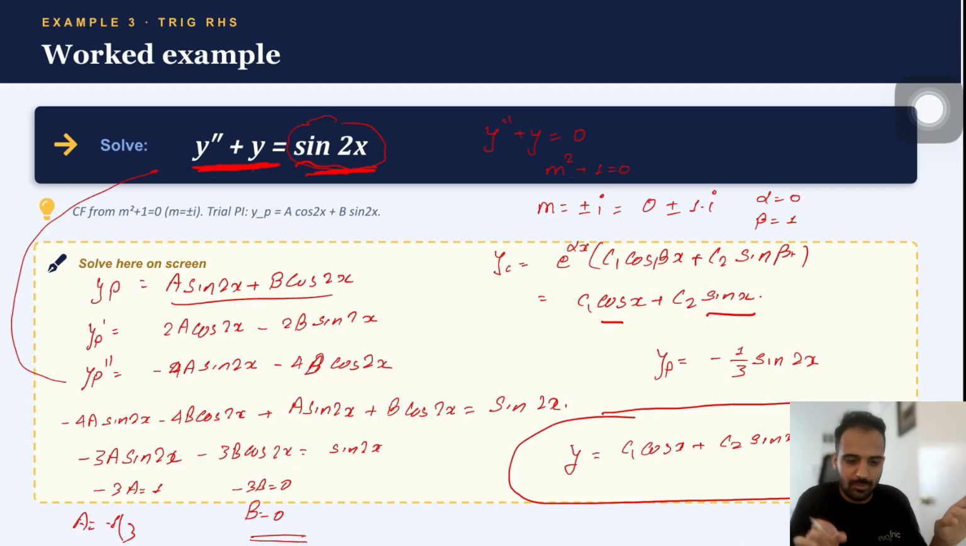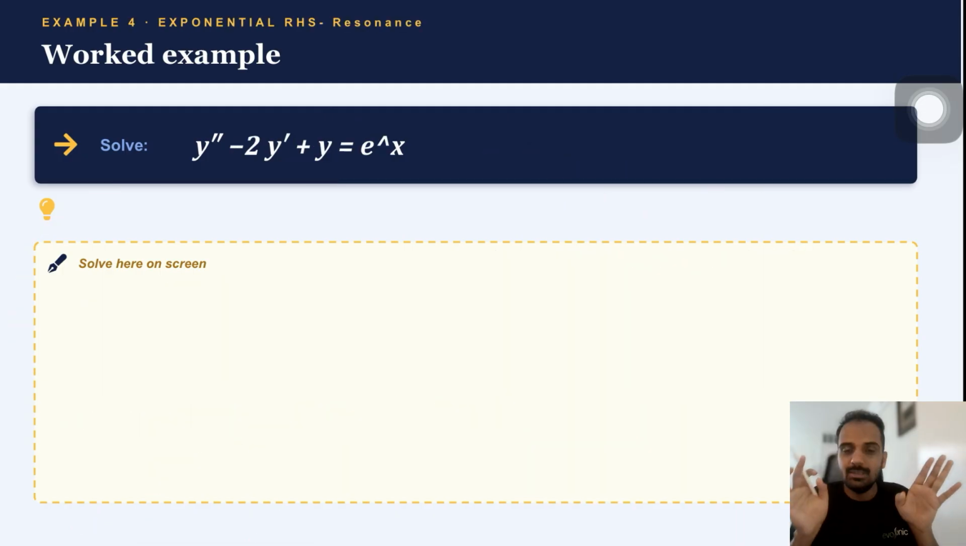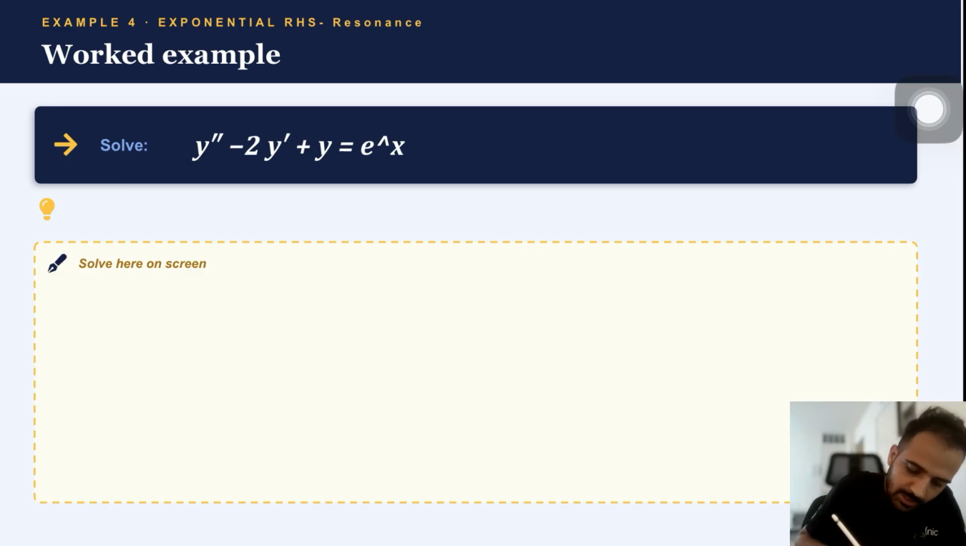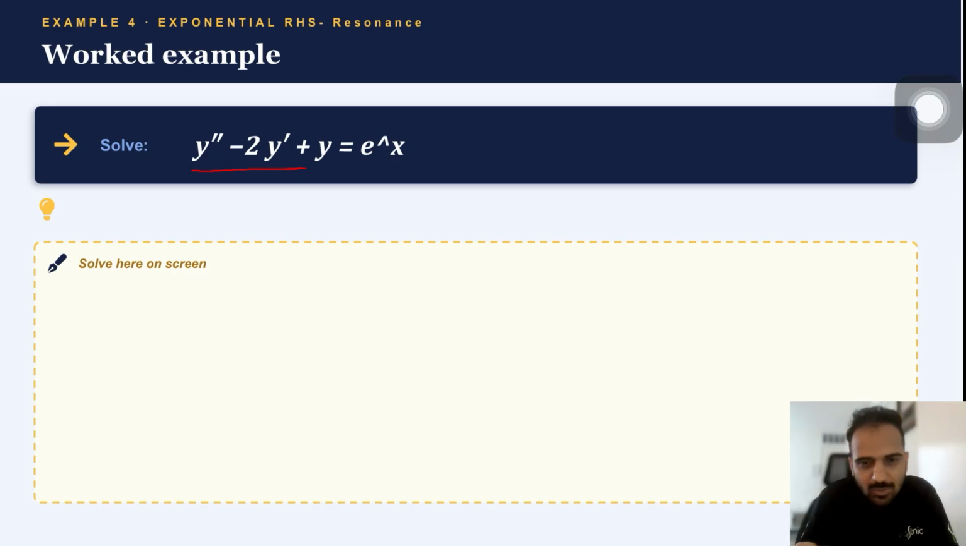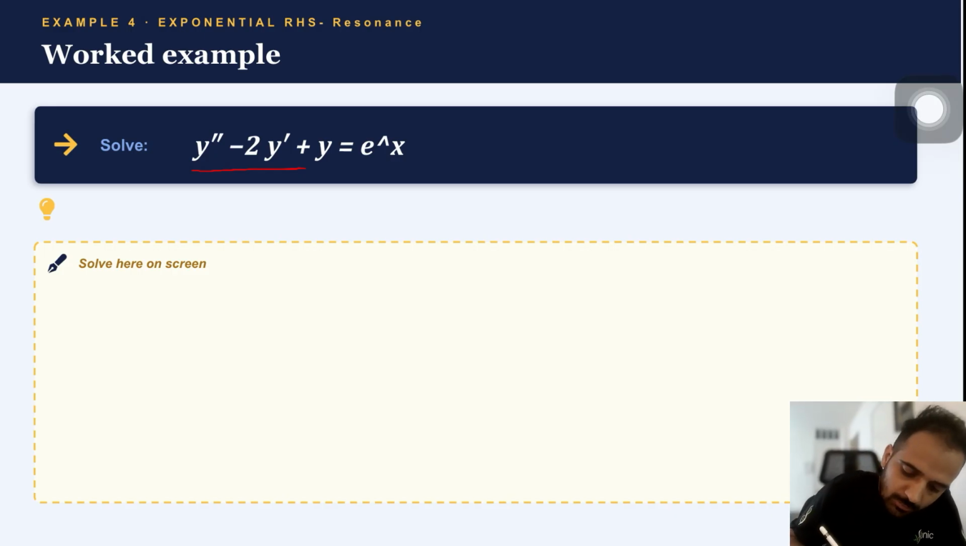You do not have this scenario. But if I try this question, there may be something different. If you see here, let me show you. This is the second order linear constant coefficient, non-homogeneous equation.